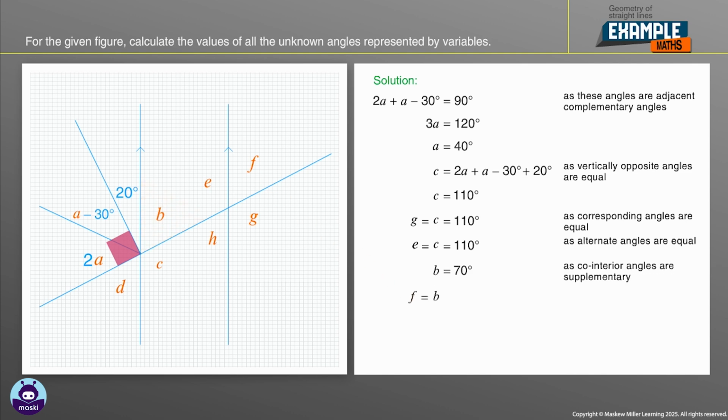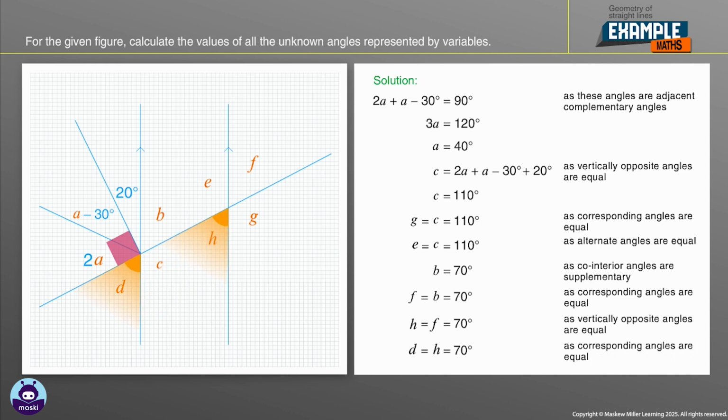F equals B equals 70 degrees, as corresponding angles are equal. H equals F equals 70 degrees, as vertically opposite angles are equal. D equals H equals 70 degrees, as corresponding angles are equal.